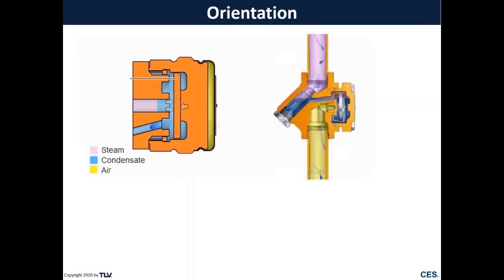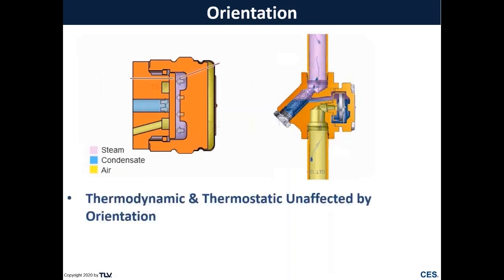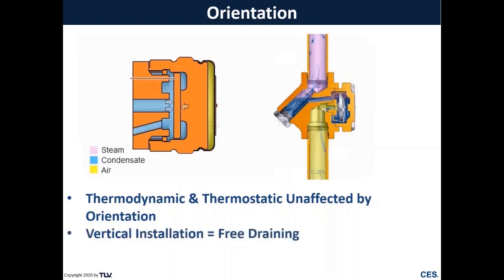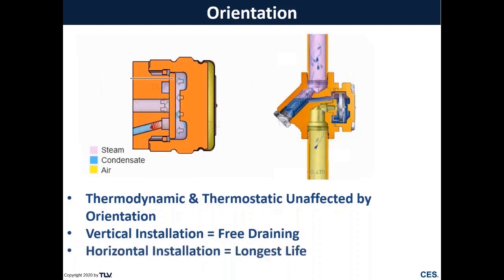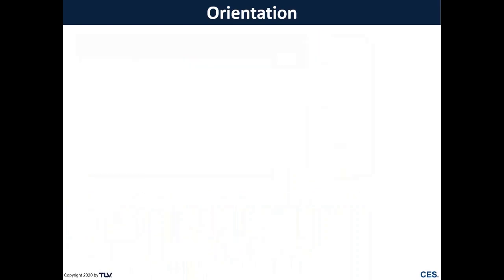Same with a thermostatic steam trap, which operates on principles of temperature. We can operate that in vertical piping even when it's designed for horizontal piping with little side effects. So these traps are largely unaffected by that orientation. And vertical installation may give us a free draining type application where we're not backing up any condensate on shutdown, but horizontal installations are definitely going to give us the longest service life.